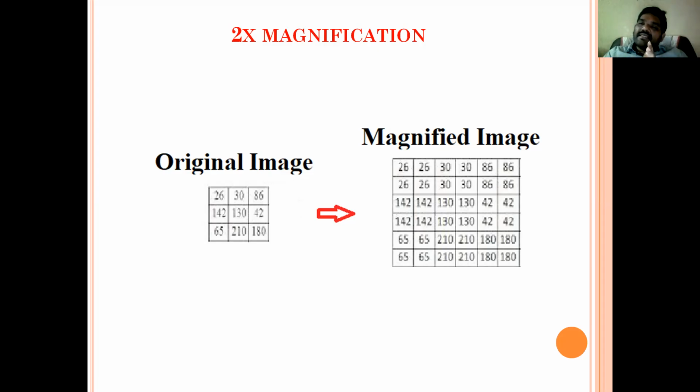With respect to the data, the images, in the previous instance we have seen how to reduce the data. Now here, how to magnify the data. See here, this is the 2x magnification. That means every column and every row will be doubled here. 26, 26, 30, 30, 86, 86. Again 26, 26, 30, 30, 86, 86. Again the same for 142, 140, 130, 130, 42, 42. Again 65, 65, 210, 210, 180, 180. That means this is 2x magnification, where I can get the information of the image based on the analyst's requirement.